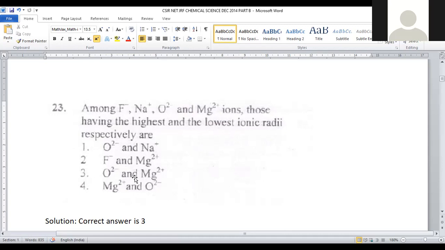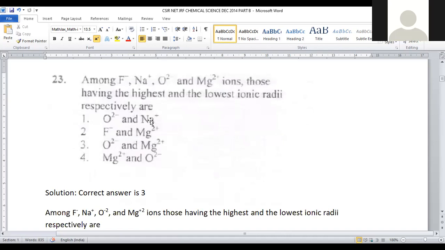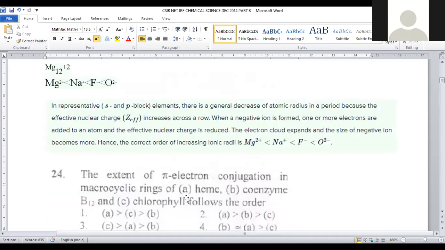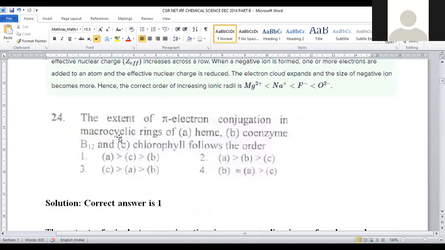Oxide and magnesium are available in option number 3, right? Highest for oxygen, lowest for magnesium. That is available in option number 3. For question number 23, option number 3 will be the right answer. This is a question from periodic properties. Let us move on to question number 24.